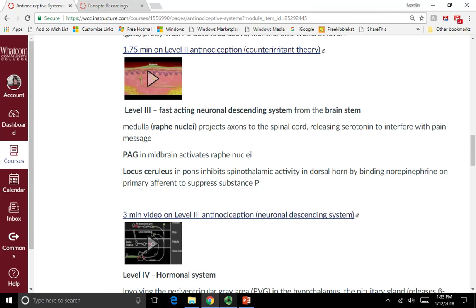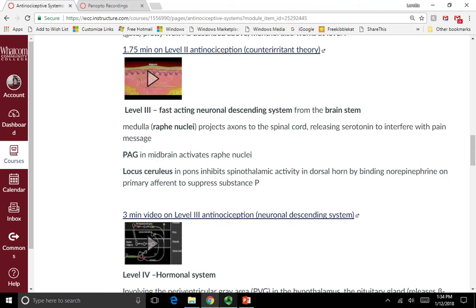So level 3 in the anti-nociceptive 5-level pain model is the fast-acting neuronal descending system from the brainstem. The raphe nuclei in the medulla project axons to the spinal cord, releasing serotonin to interfere with the pain message. The periaqueductal gray area in the midbrain activates the raphe nuclei. The locus ceruleus in the pons inhibits spinothalamic activity. So spinothalamic is that fast pain in the dorsal horn, by binding norepinephrine on the primary afferent to suppress substance P. So it's desensitizing. It's a descending system.